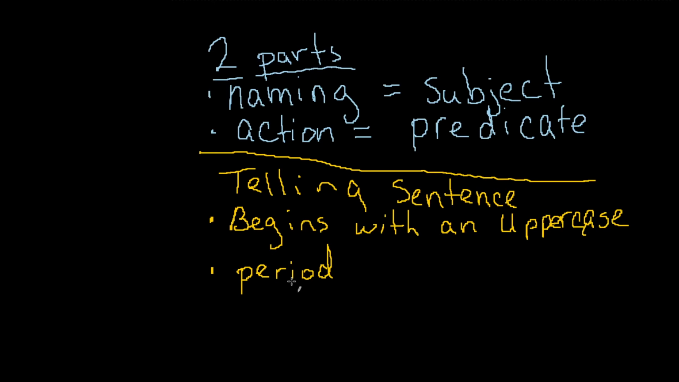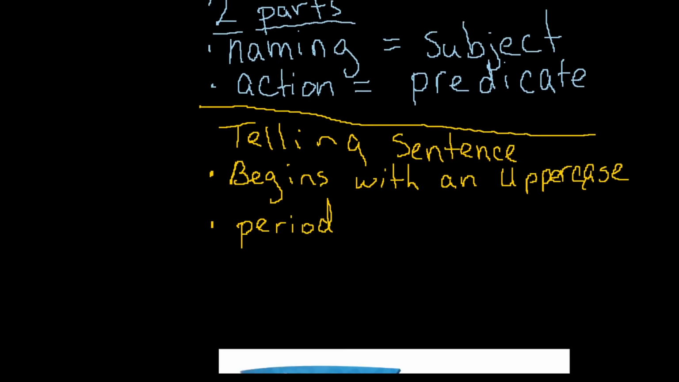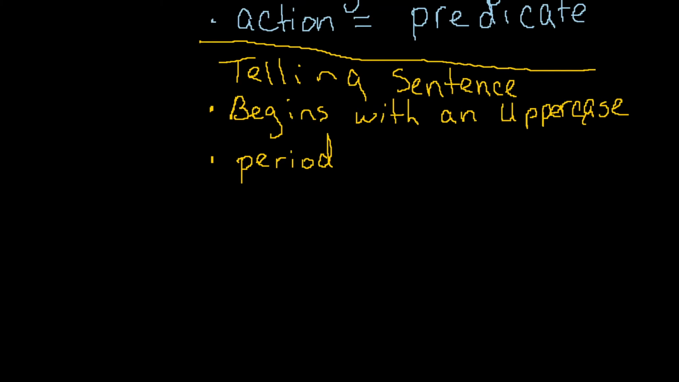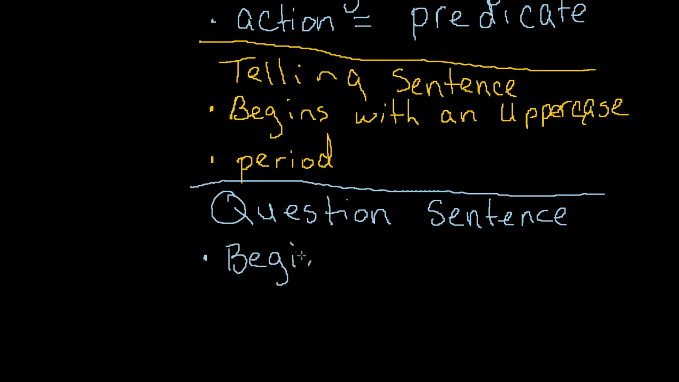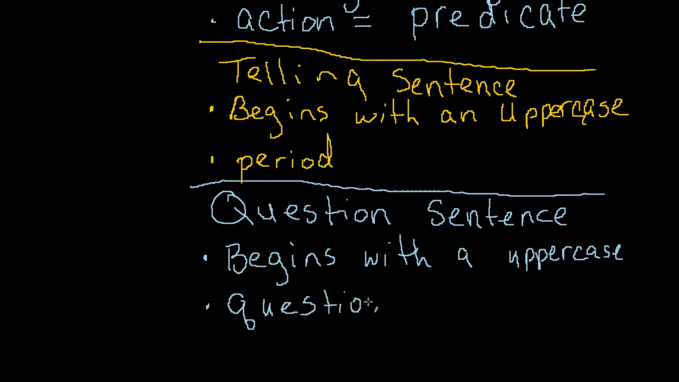Now today we're going to talk about what a question sentence is. A question sentence, like I said, is kind of like a telling sentence. It begins with an uppercase letter, but it doesn't end with a period. It ends with a question mark. That's right, a question mark.